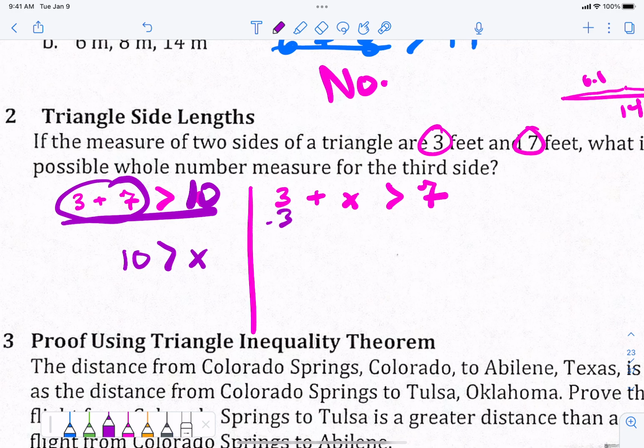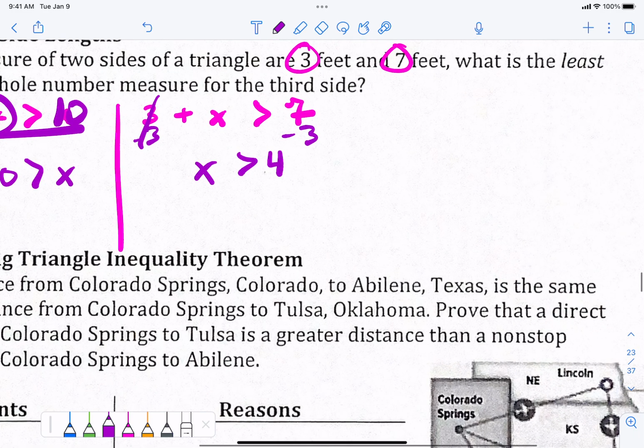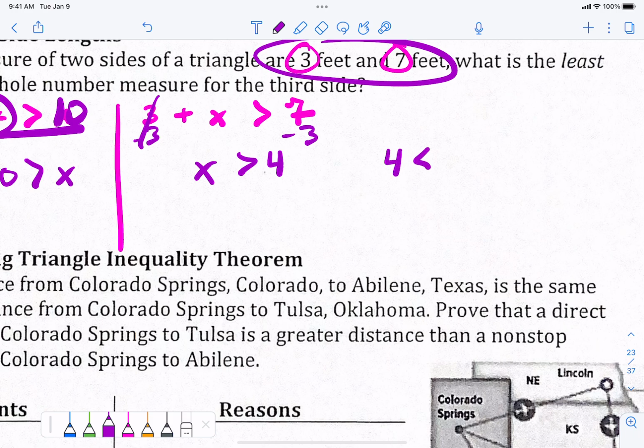Let's subtract 3. Let's do just some algebra, right? X in that case would have to be bigger than 4, right? So if two of my sides are 3 and 7, my third side has to be between 4 and 10. Does that make sense? Wait, why can't it be bigger than 10?